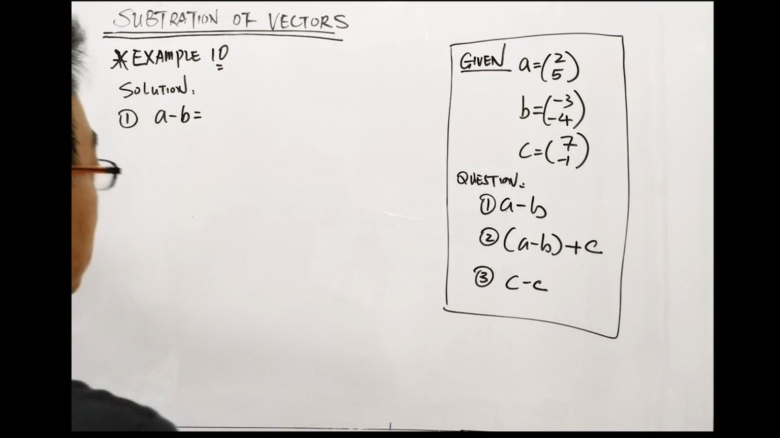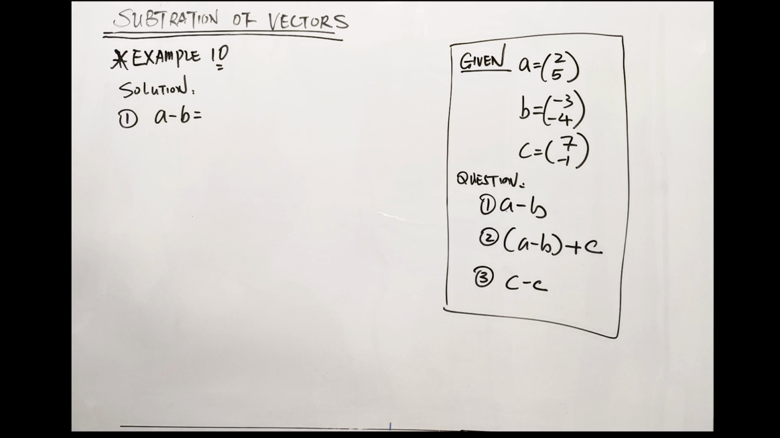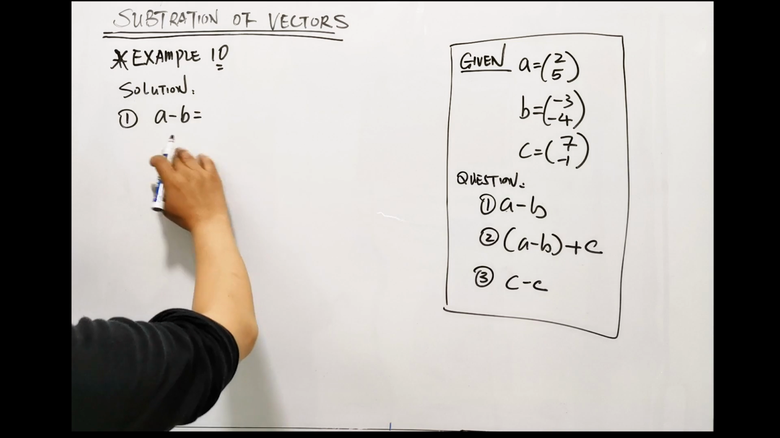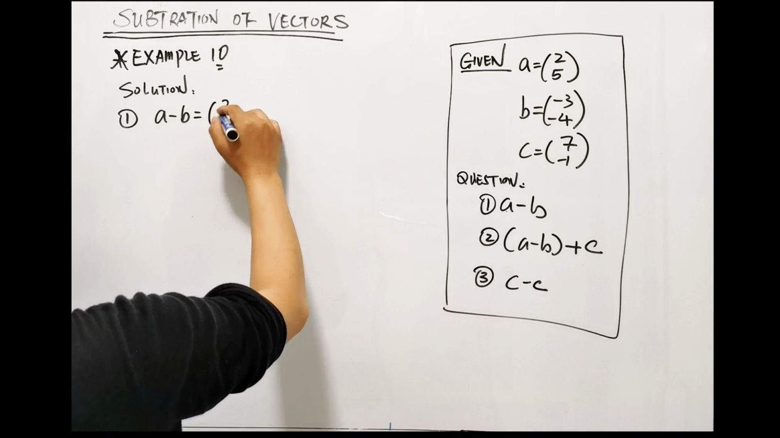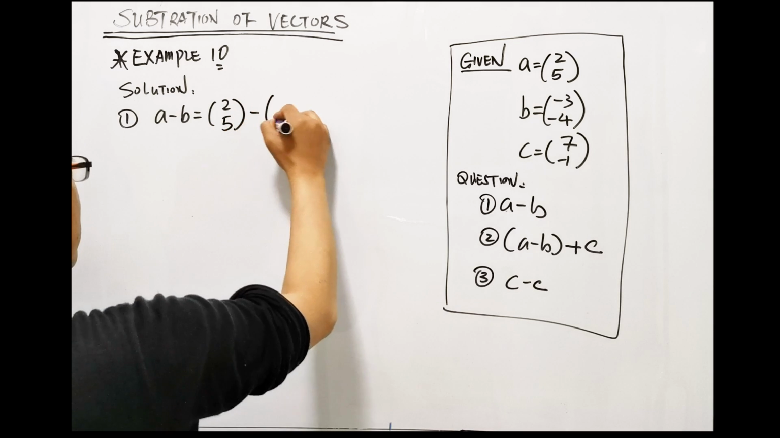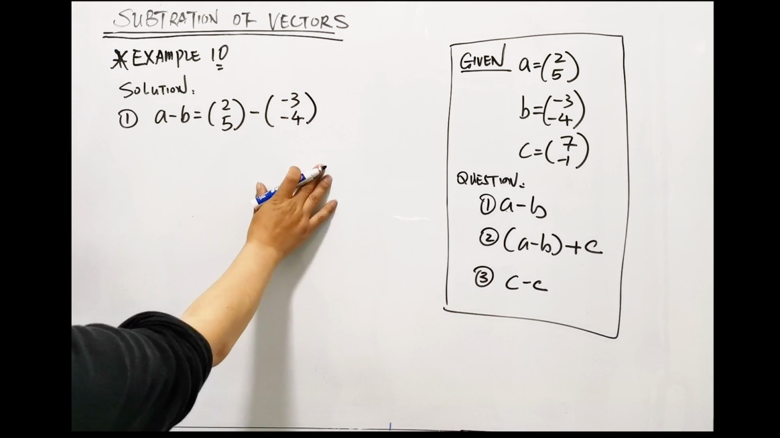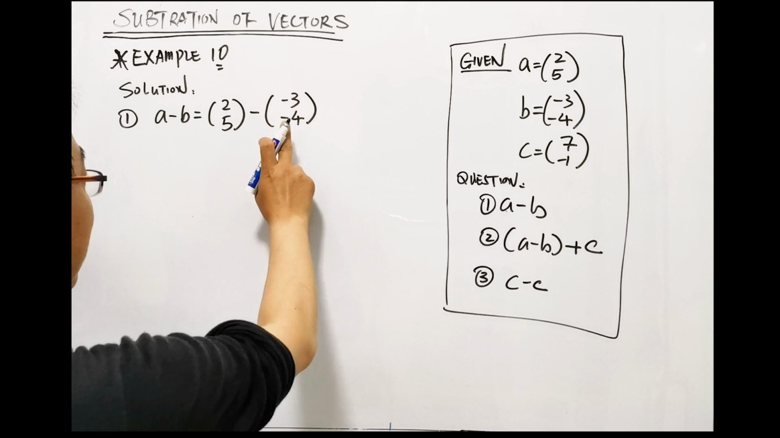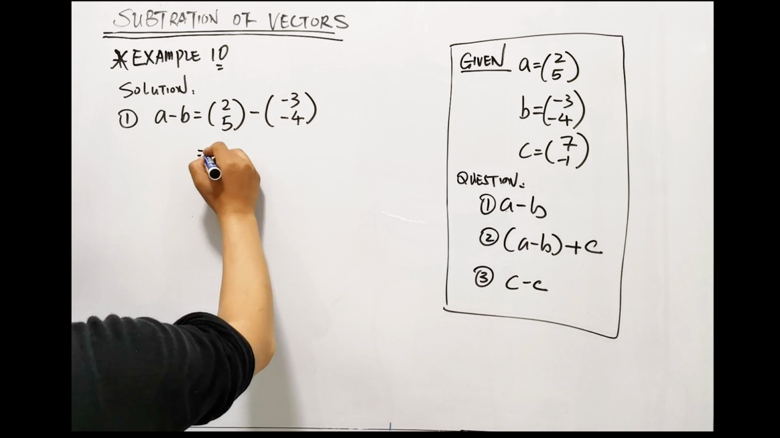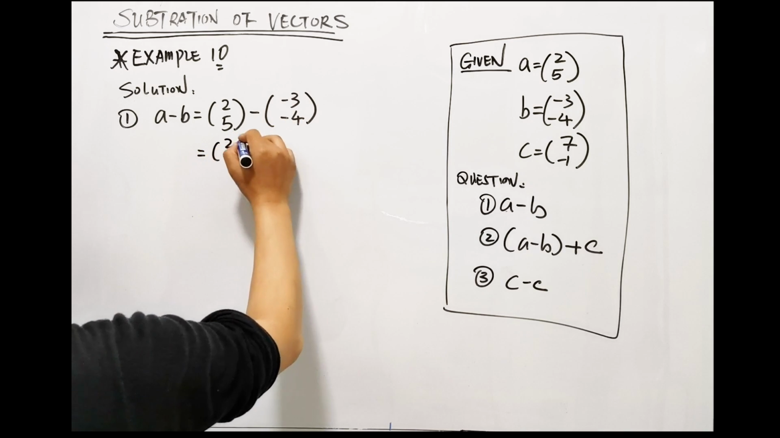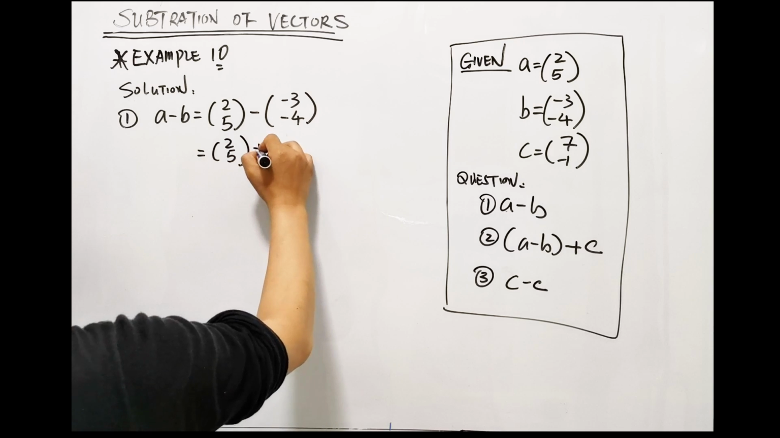A minus B. In the previous lesson, we already know that we have two vectors. A is 2, 5 minus 3, minus 4, right? In this equation, we can bring the minus sign inside the vector. So now we will get 2, 5 plus, right?